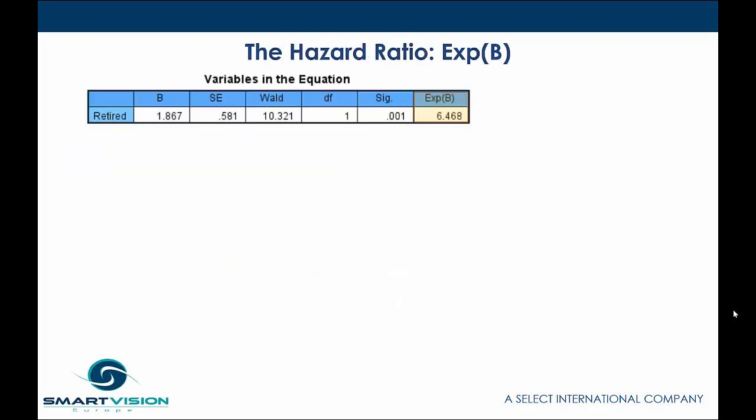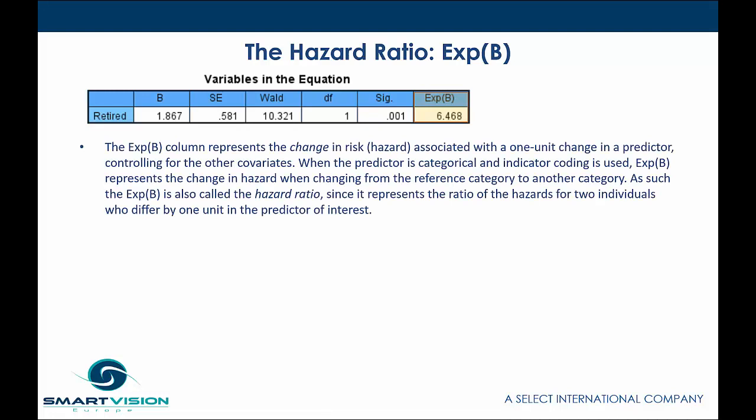But we should take a closer look at this exponentiated B column, otherwise known as the hazard ratio, because it's quite important. As we know, the exponential B column represents the change in risk or the hazard associated with a 1 unit change in the predictor, controlling for other covariates. So that's important. There might be other variables in the model at this stage, such as gender or age. This controls for their presence, so it takes into consideration that they're also part of the model.